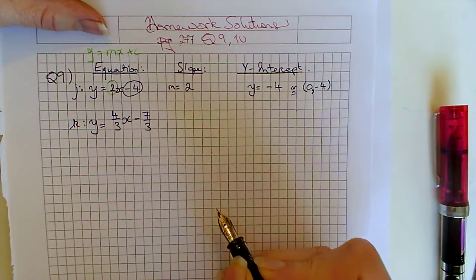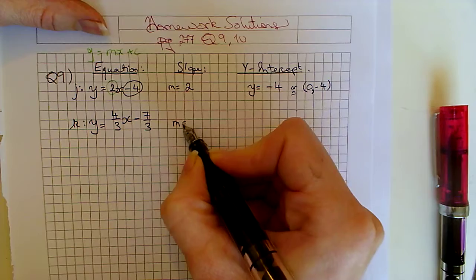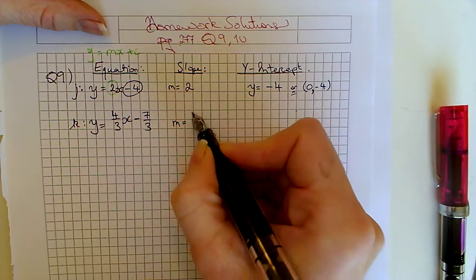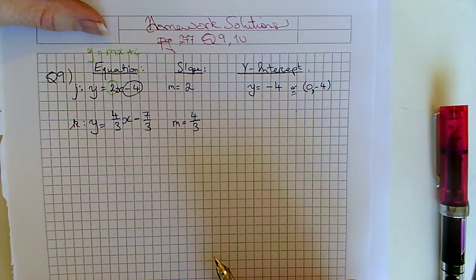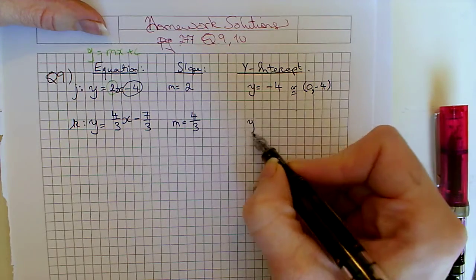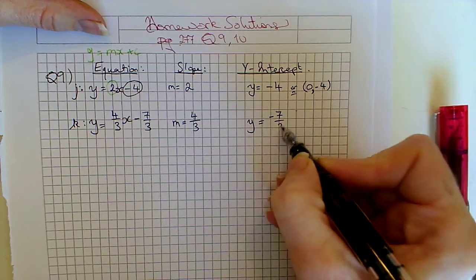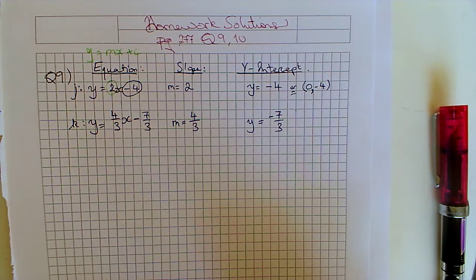Okay? Right, the second line then was the line K, and that was y equals 4 over 3 x minus 7 over 3. So we have fractions, and it's fine to have fractions for slopes in particular. m equals 4 over 3, and y equals minus 7 over 3. Okay, so that's all we needed to do there to fill in that table.